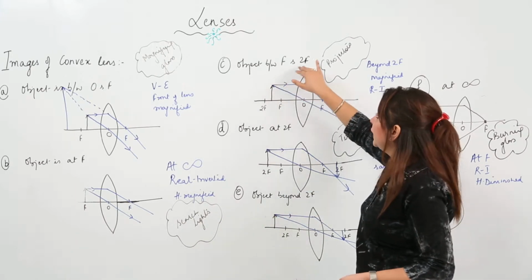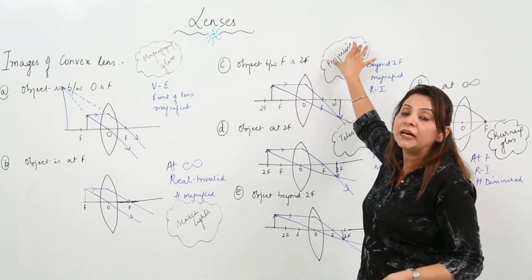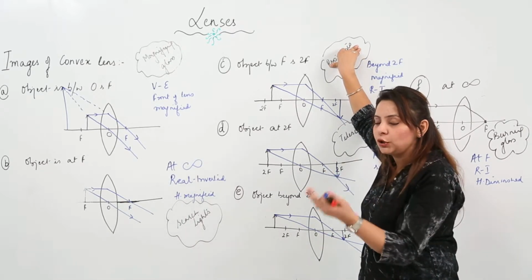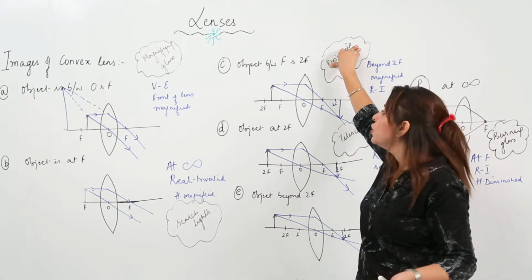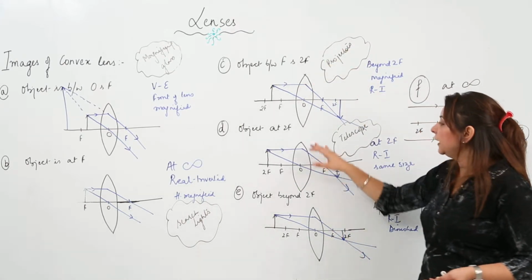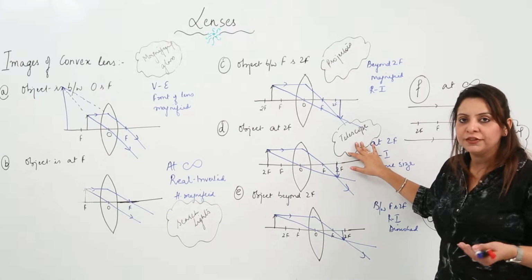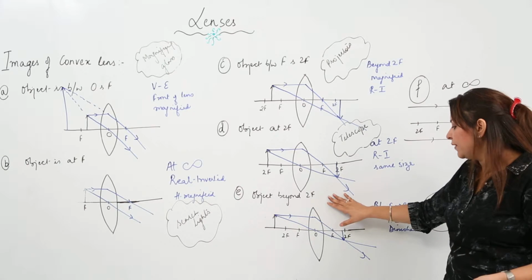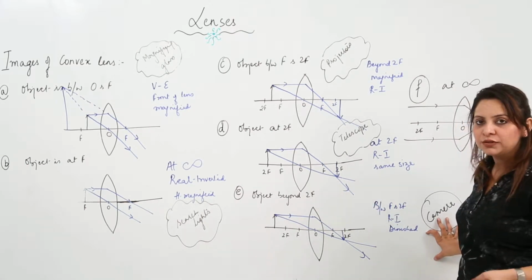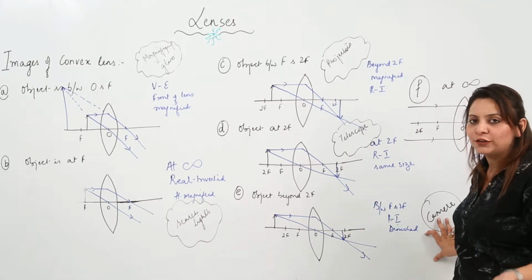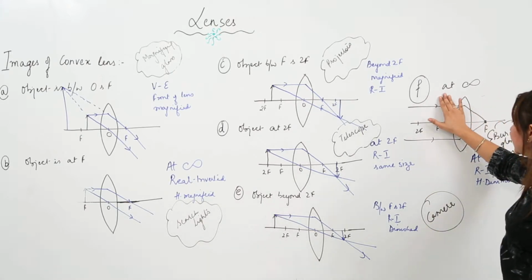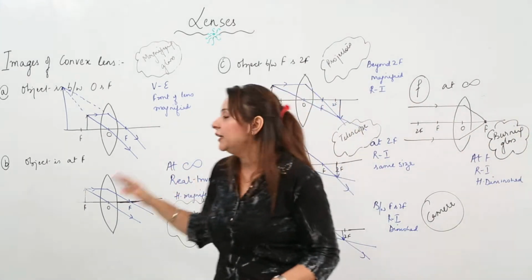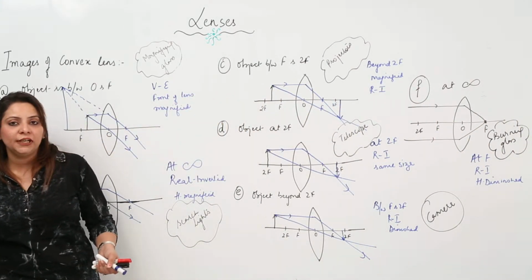And when the object is between F and 2F, it is being used in projectors. As you all know, in modern technology, we are using projectors for studying also. So it is being used in projectors. The object at 2F is used in a telescope, which you use to see the celestial bodies. And object beyond 2F is used in a camera, which you take to click different pictures of different styles. And when the object is at infinity, you use it as a burning glass. So these are the images and the uses of the convex lens.